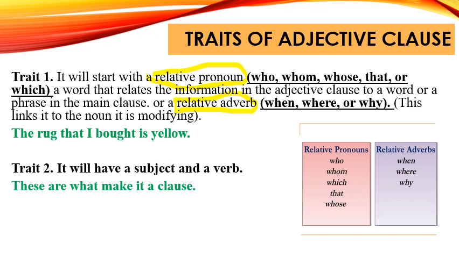Second trait, as I said earlier, it has a subject and a verb. These are what make it a clause. We'll see shortly the constituents of an adjective clause. Here is the subordinator, make is the verb, it is the subject of the adjective clause.